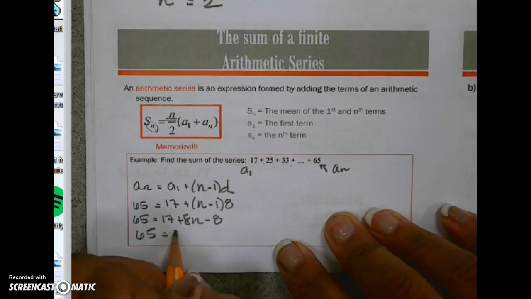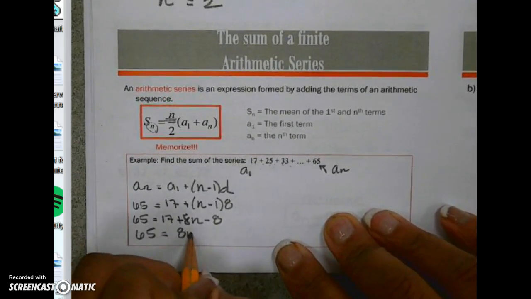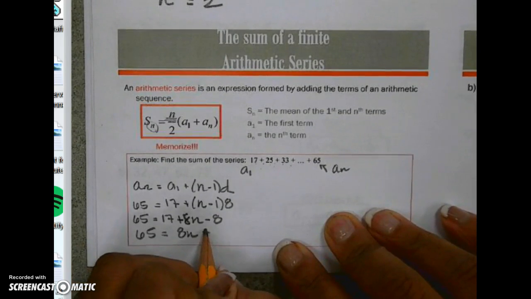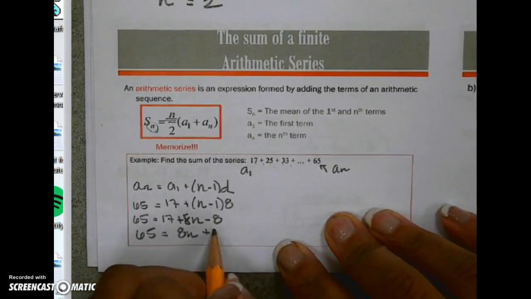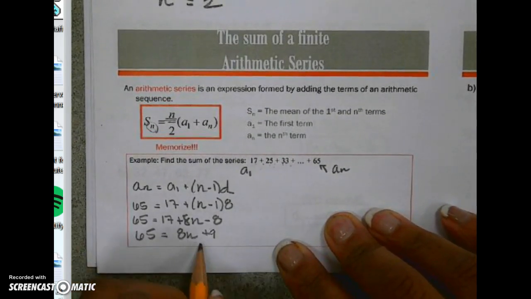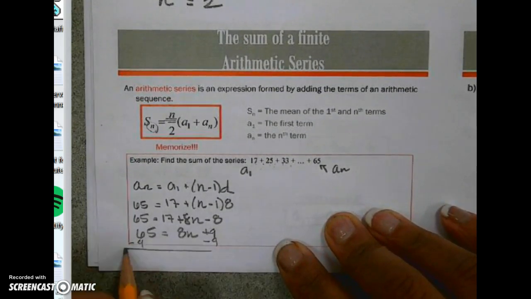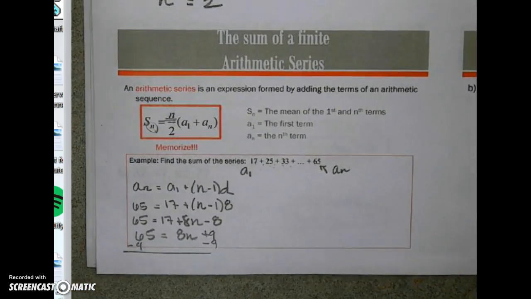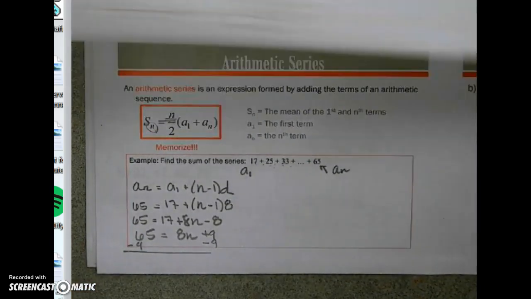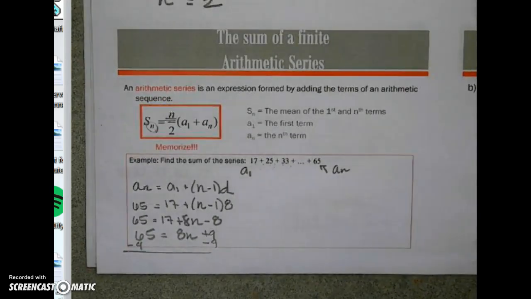65 equals 8n plus 9. Then you're going to subtract 9 from both sides. I'm trying to do the math in my head, but I'm struggling. So 65 minus 9 is a number. I'm going to have to use my calculator.